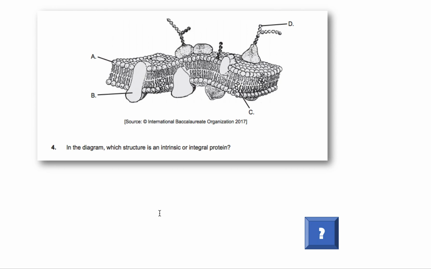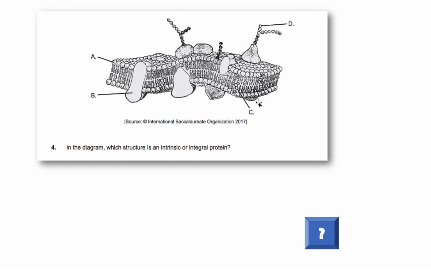Here we go with some multiple choice, or Paper 1, questions on topic 1.3, so everything related to membrane structure. So let's just get started. In the diagram, which structure is an intrinsic or integral protein?